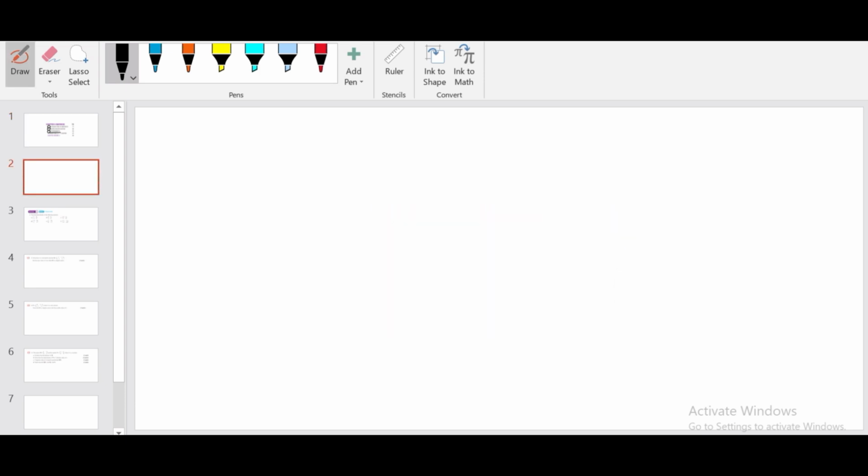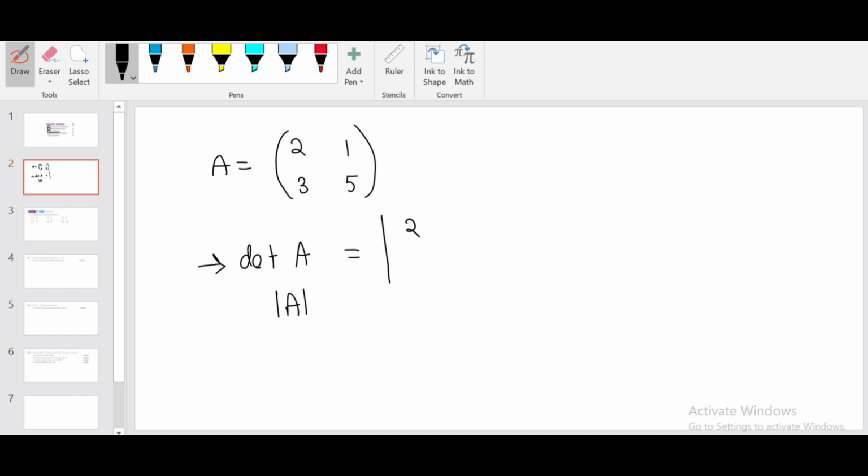For example, A is equal to 2, 1, 3, 5, for example. It's a 2 by 2 matrix, right? The determinant is, this is the notation. You can write det A or you can put modulus A. Mostly we'll be using this det A, determinant A, is equal to, instead of this parenthesis, you use straight lines like a modulus symbol, 2, 1, 3, 5. Okay? And then you can find the value of it.